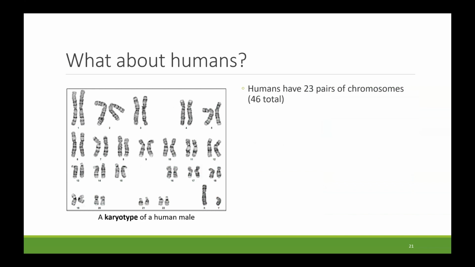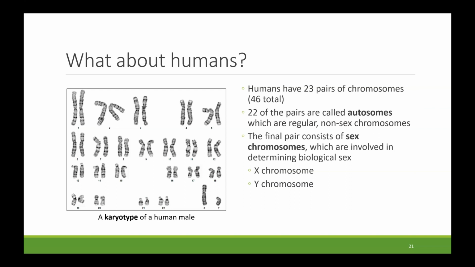How can we tell? Well, the first 22 out of the 23 pairs of chromosomes are called autosomes. These are your regular run-of-the-mill chromosomes. These chromosomes are not related to the sex of an organism. The 23rd and final pair consists of what are called sex chromosomes, which are involved in determining biological sex. In humans, there are two possible sex chromosomes. There's the X chromosome and the Y chromosome.